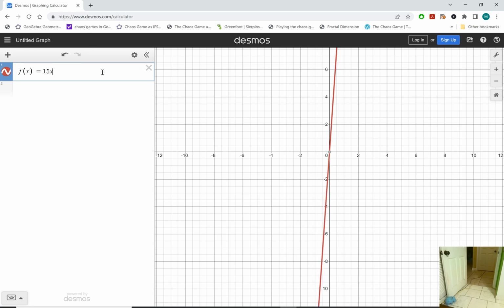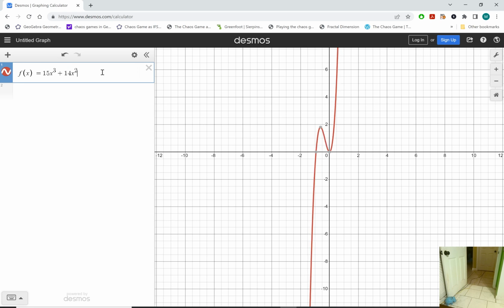So we have 15x raised to the third plus 14x raised to the second. That would be 14. Let me go back. Minus the 3x. Okay, and then this ends with a 2. So minus 2. All right, well, I do see 3 zeros right there. Boom, boom, boom.